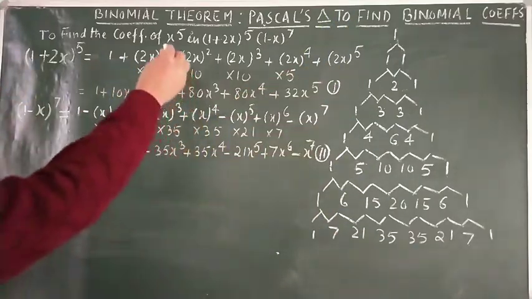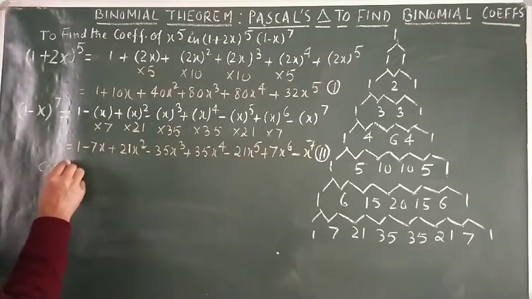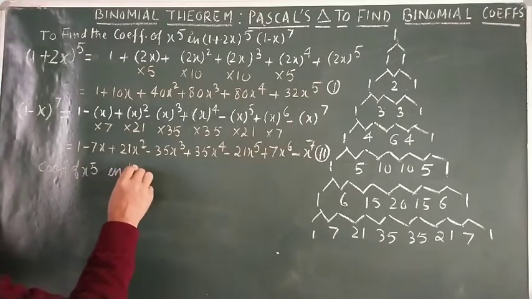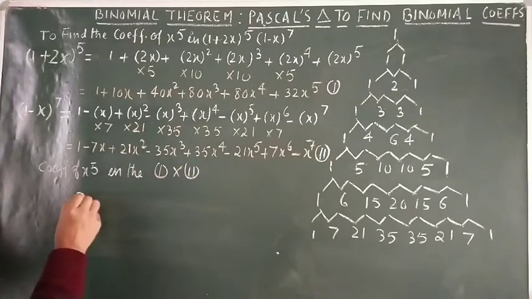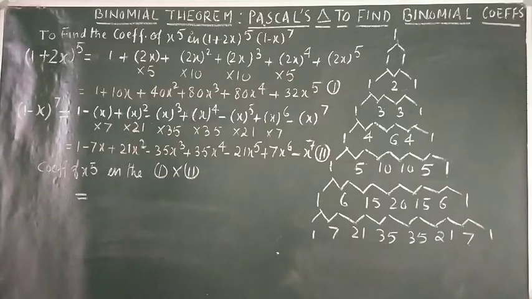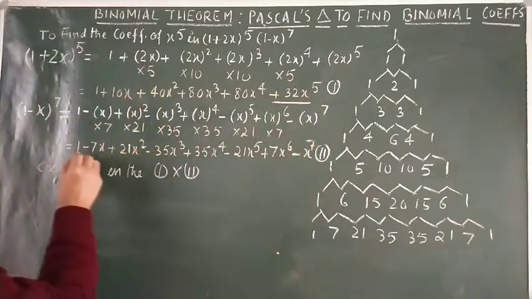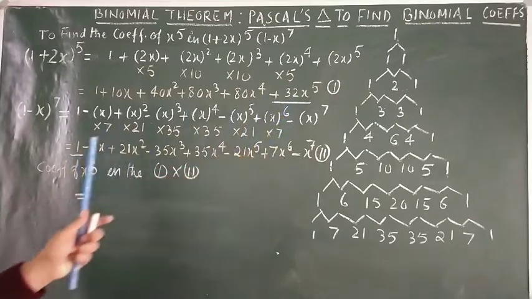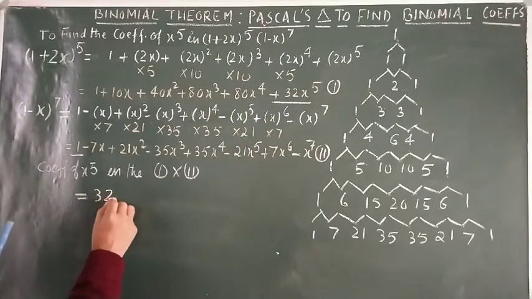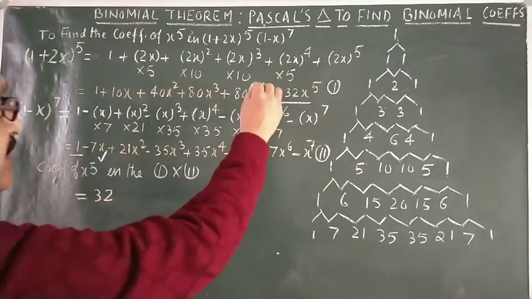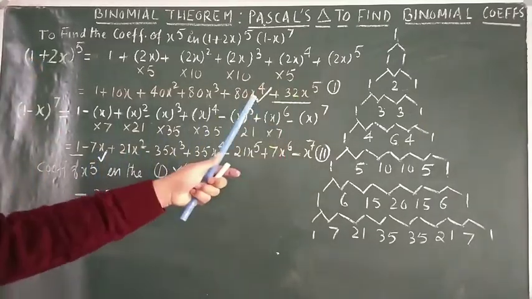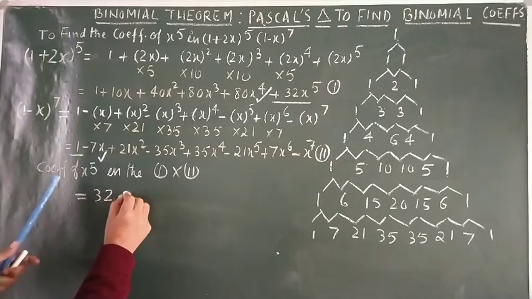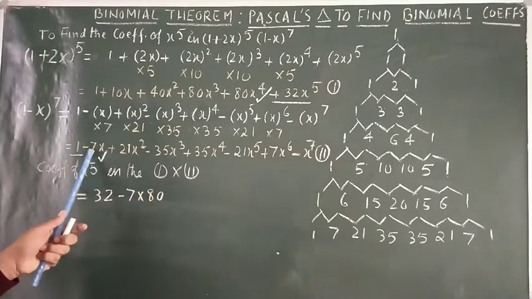Now the coefficient of x5. Coefficient of x5 in the product: 1 multiplied with this is equal to... Now see how the coefficient of x5 will be obtained. This into this: 1 times 32, so the first coefficient of x5 is 32. After this comes 7x, and this x into x4 is x5, so minus 7 into 80.